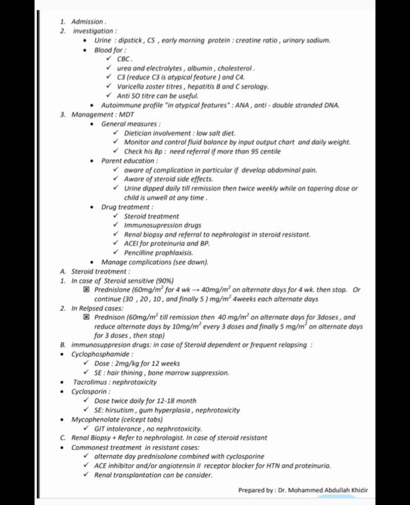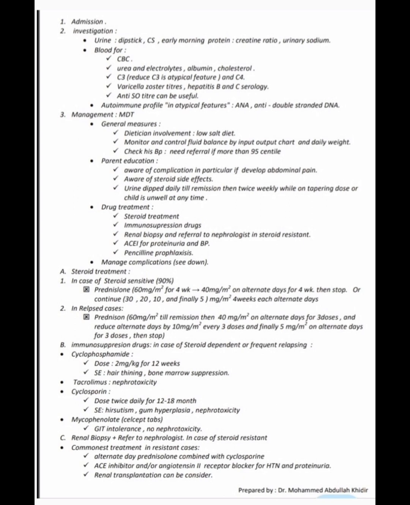Management of the complications, see down. Okay, so management of complications also we do. Number 1, steroid treatment. In case of steroid sensitive, which is 90% of cases, prednisolone 60 mg per meter square for 4 weeks, then 40 mg per meter square on alternate days for 4 weeks, then stop, or continue 30, 20, 10 and finally 5 mg per meter square, 4 weeks each, on alternate days.